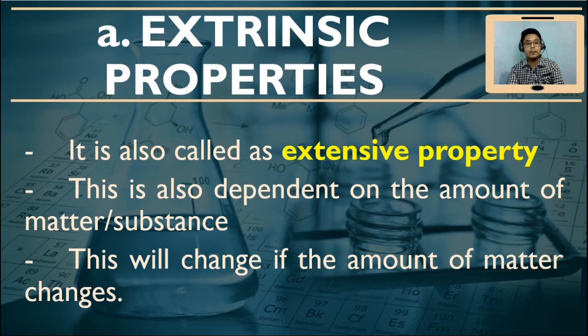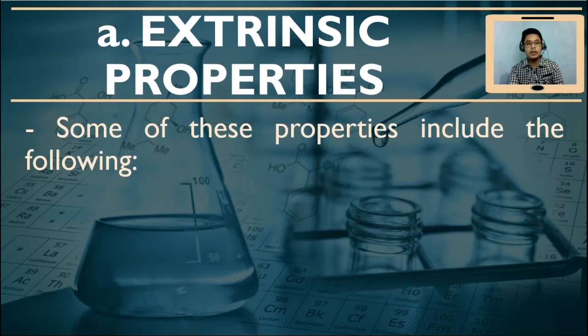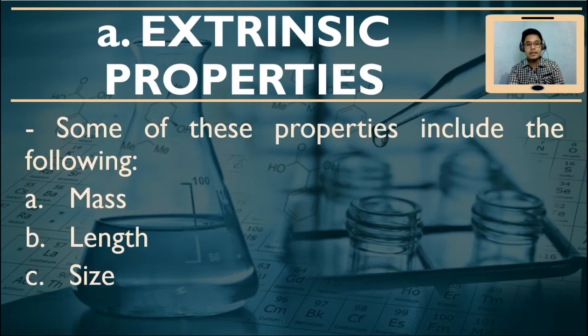And take note that the moment na change natin yung amount ng matter na present doon sa specific na substance, mababago din yung extrinsic property niya. Halimbawa nitong mga to is the mass, okay, the length, the size, and the volume of a specific substance is highly dependent on the amount of matter that is present on a specific substance. So that is the extrinsic properties of matter.